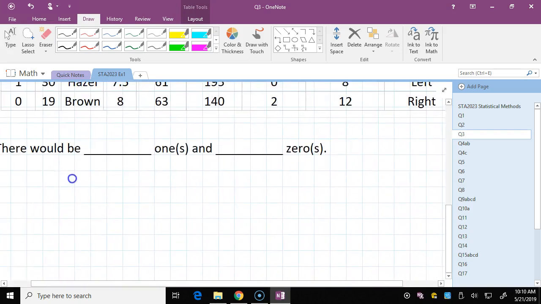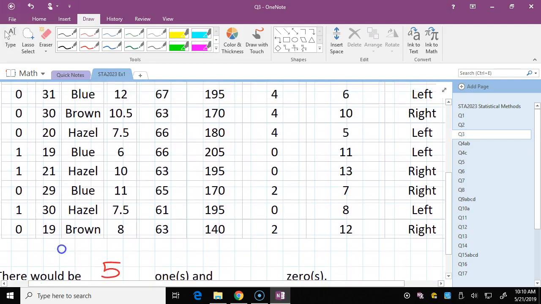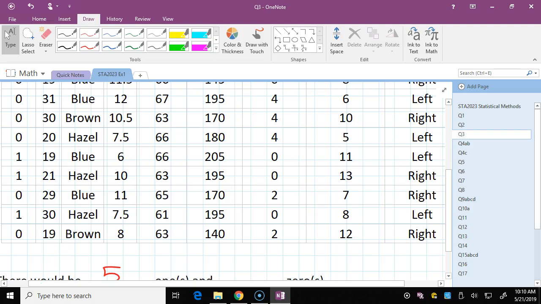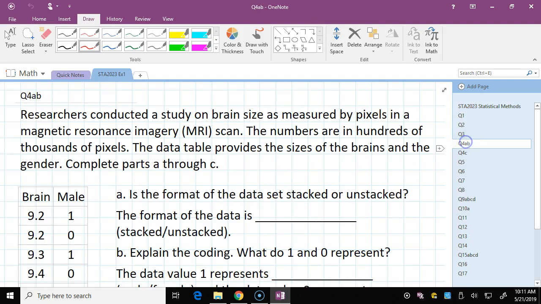Remember, we're coding right-handed, so there are 5 1s because we have 5 people that are right-handed, right? And then in the end, how many zeros were there then? 4, because we have 4 left-handers. Does that make sense? So in the coding, make sure that you read what they're going by. That's the key to this one, that they were coding by right-handed. So that means anybody that was right-handed was a 1. Okay? Any question on number 3? Cool beans.